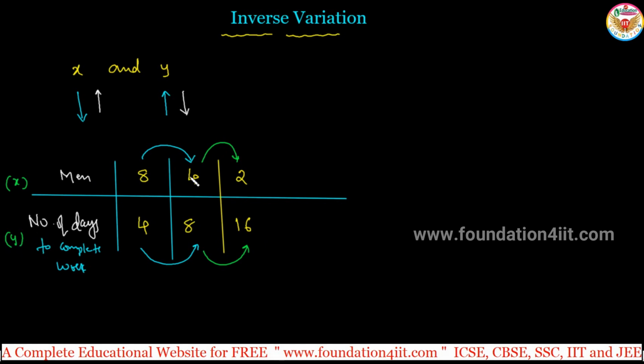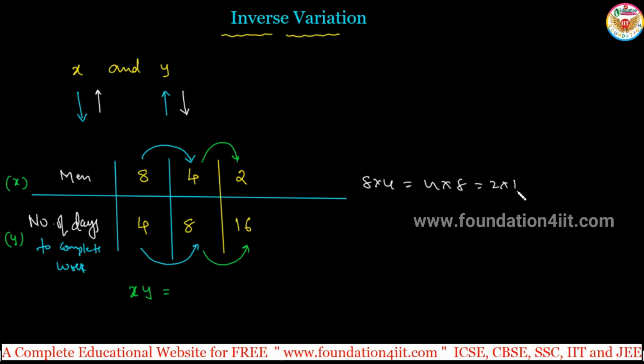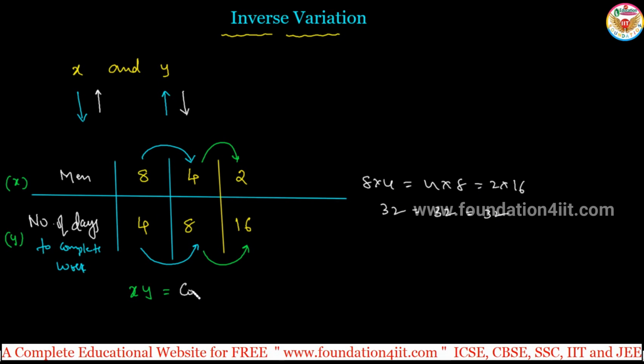8 into 4, 4 into 8, 2 into 16, you're getting the same number. X into y. If you observe from these examples, 8 into 4 exactly equals 4 into 8, which equals 2 into 16. If you multiply the first quantity and the second quantity, you get the same number. 8 times 4 is 32, same 32, 16 times 2 is 32, right? So x into y is equal to a constant. The product of the first quantity and second quantity is always constant for inverse variation.